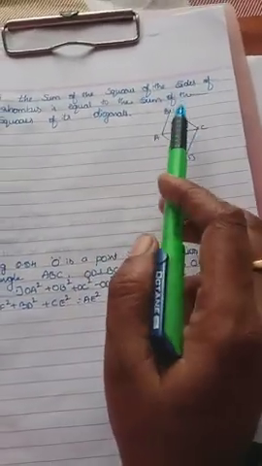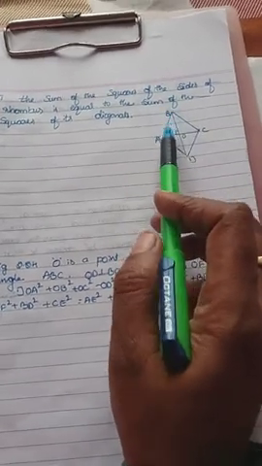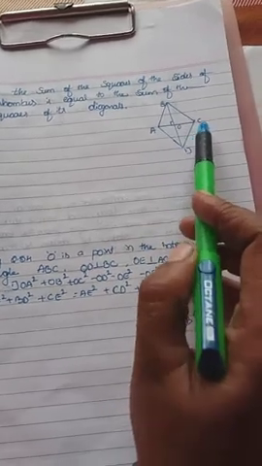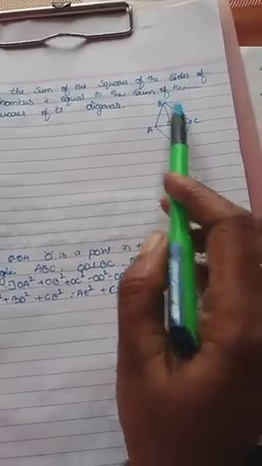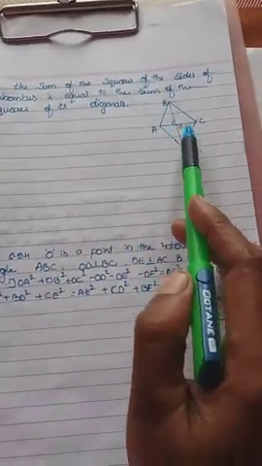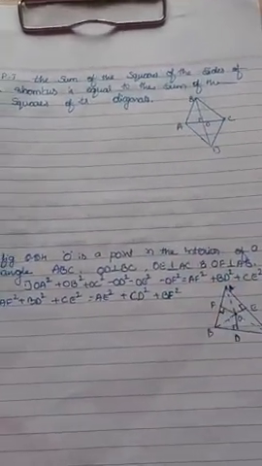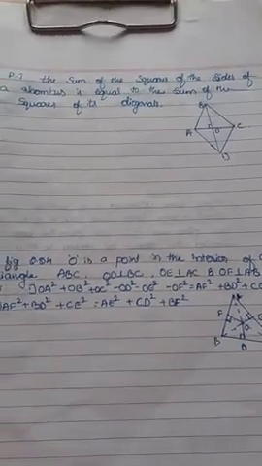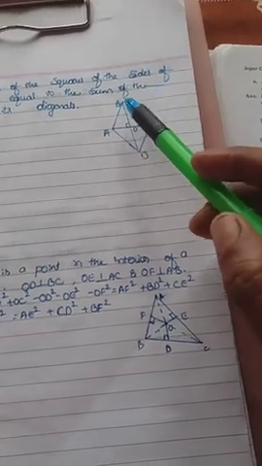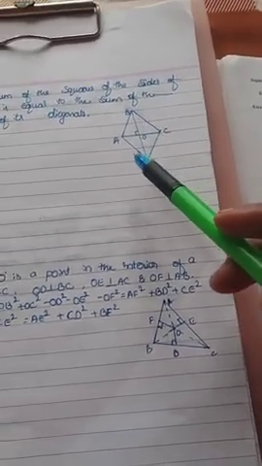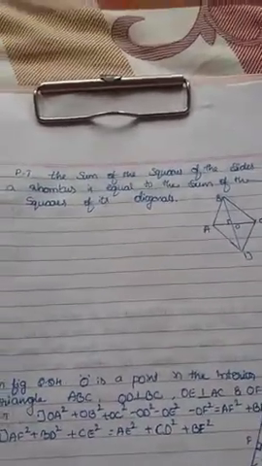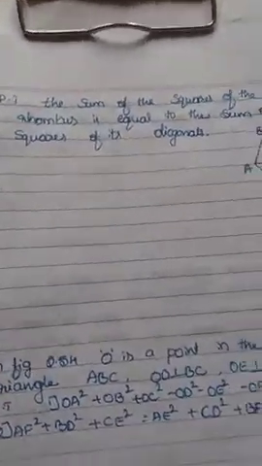The sum of the squares of the sides means AB square plus AD square plus CD square plus BC square is equal to the sum of the squares of the diagonals. Diagonals are BD and AC. So we want to prove that AB square plus AD square plus CD square plus BC square equals BD square plus AC square. That is our proof. Let us take first triangle AOB.